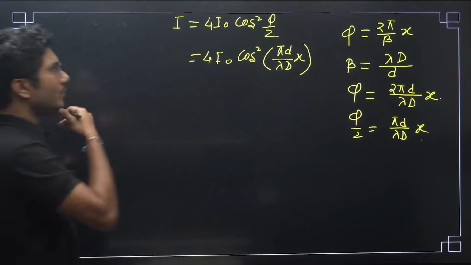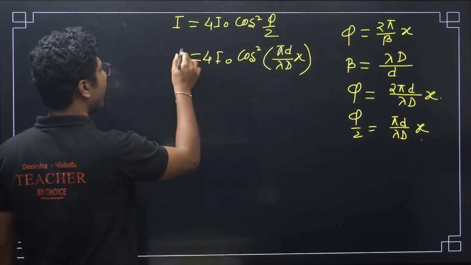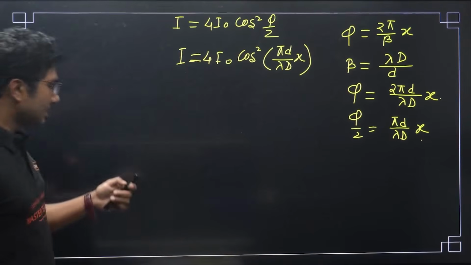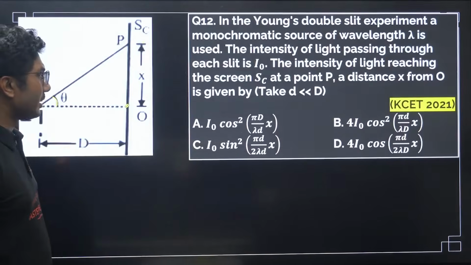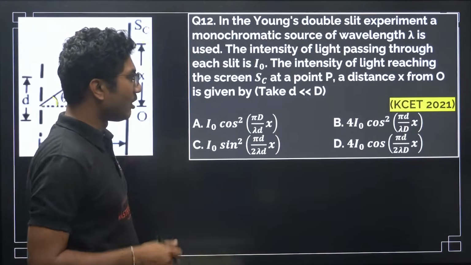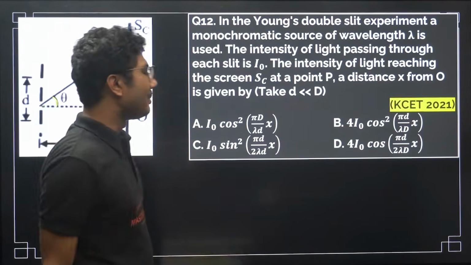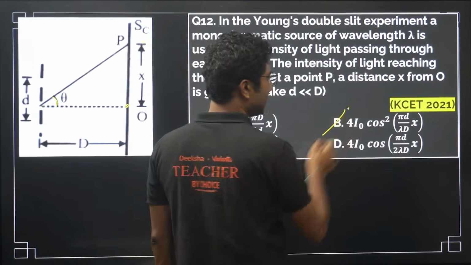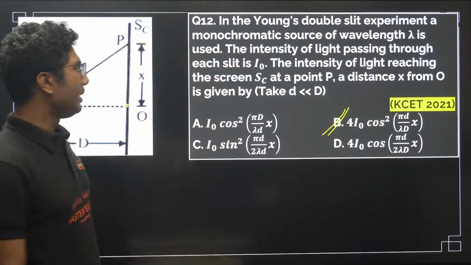So this is the formula for intensity at any point in Young's double slit experiment. So let's go back to the options. 4I0 cos square pi d by lambda D into x. So the correct answer is this one, option B.